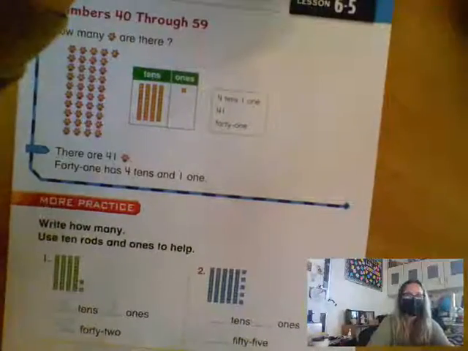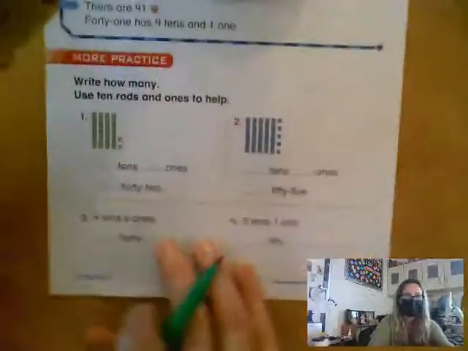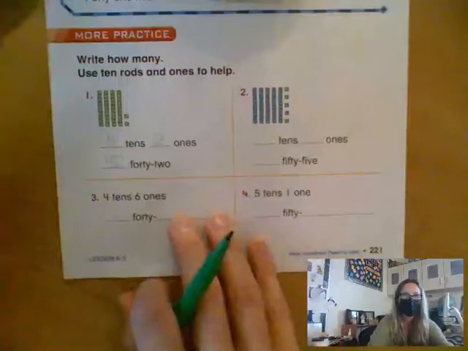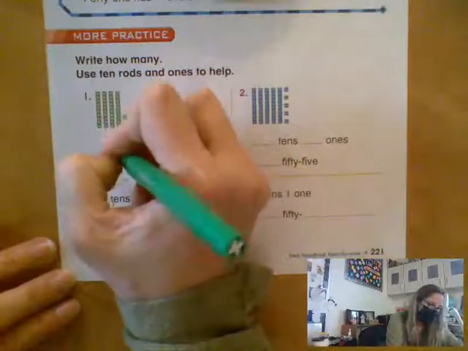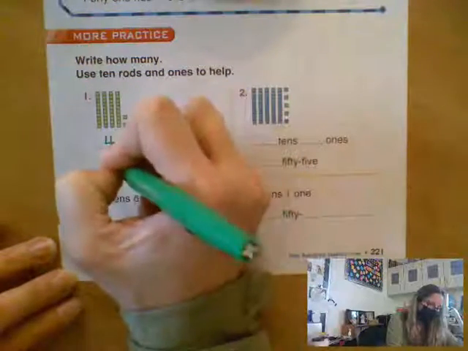Let's go to the more practice on page 221. The top part is just a kind of a review of what we're already doing. So let's just go right to the more practice. They did this one for us. They said 4 tens and 2 ones makes 42.